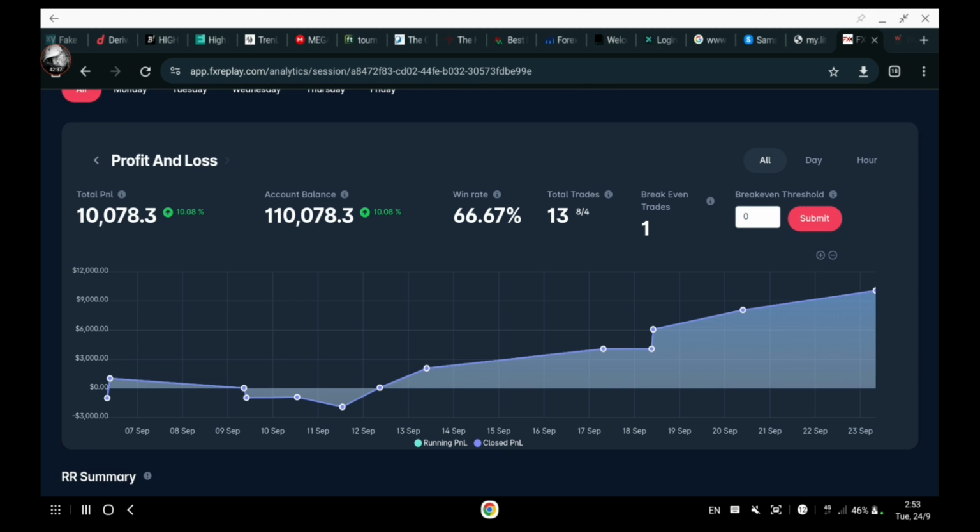Total trades taken 13, 8 wins, 4 losses, 66.67% win rate. That's 10% for a month, and it actually has negative months. So you have to backtest this strategy a lot and see if it suits you. If it suits you, this strategy is for you.